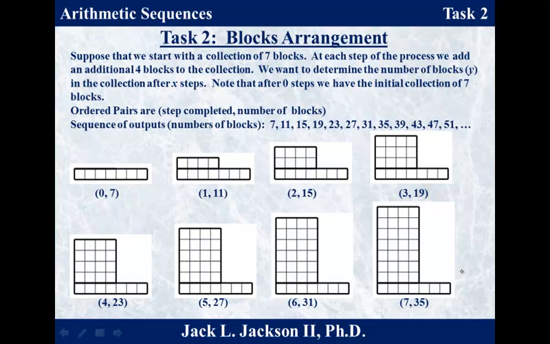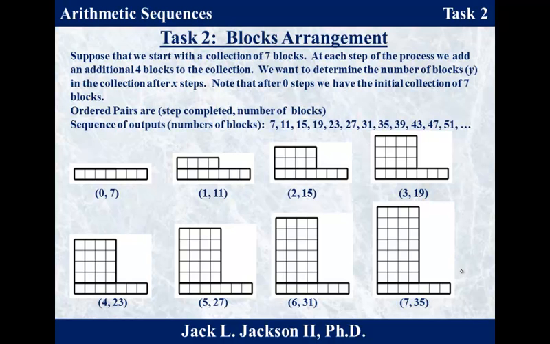Here we start with 7 blocks, and at each step of the process we add an additional 4 blocks. After 0 steps we have our initial collection of 7 blocks, and the ordered pairs you see here are (step completed, number of blocks). So 0 steps, we've got 7 blocks. At 1 step we add 4 to that for 11 blocks. This is one way we could arrange the blocks, not the only way of course. After 2 steps we have 15 blocks, and so forth, and you can see the arrangements there.